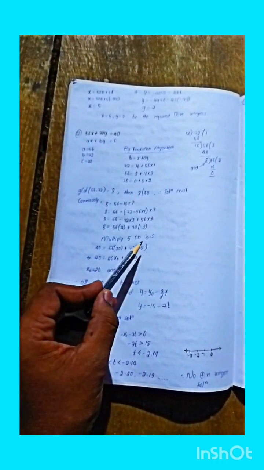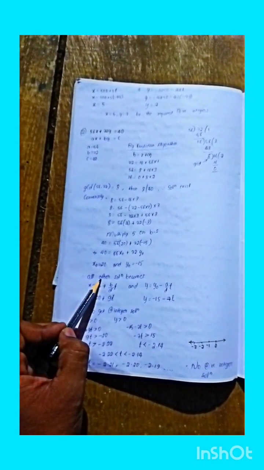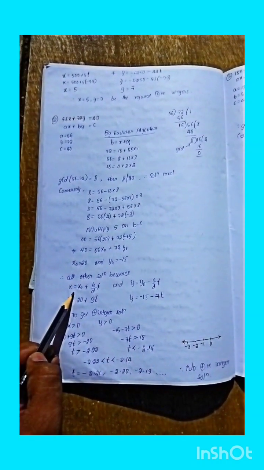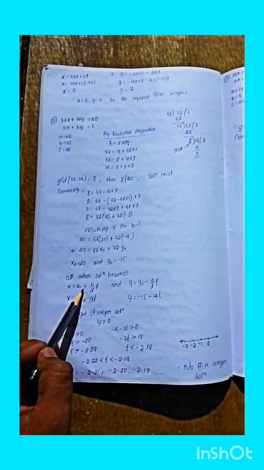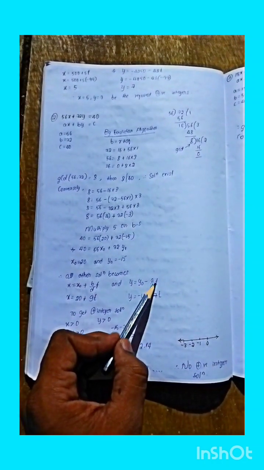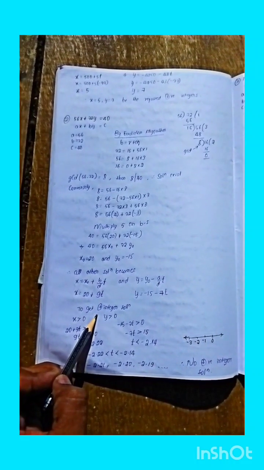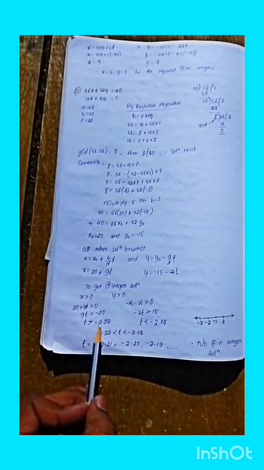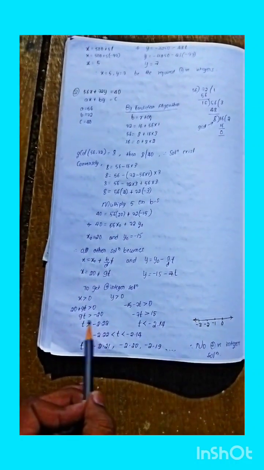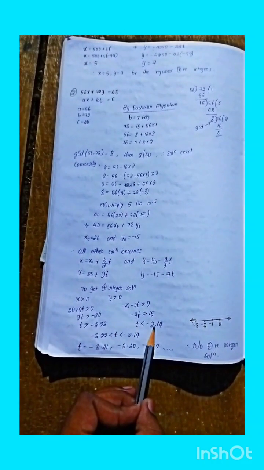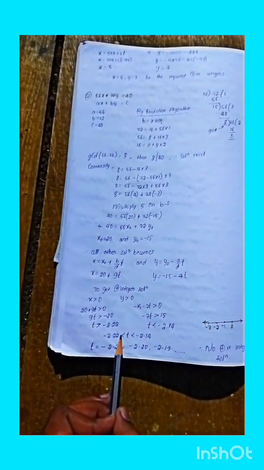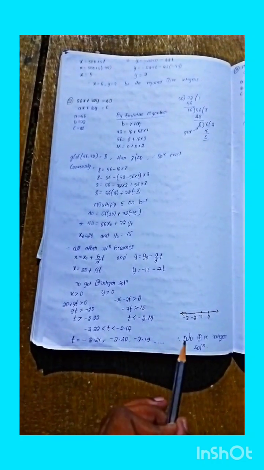That is, 20 and minus 15 are obtained, and we have to find all other solutions. Therefore x is equal to x naught plus b by d into t, and y is equal to y naught minus a by d into t. To get positive integers, make x greater than 0 and y greater than 0. Be aware of this symbol: if you divide by a minus sign on both sides, the inequality sign will change. Then you obtain the t value.